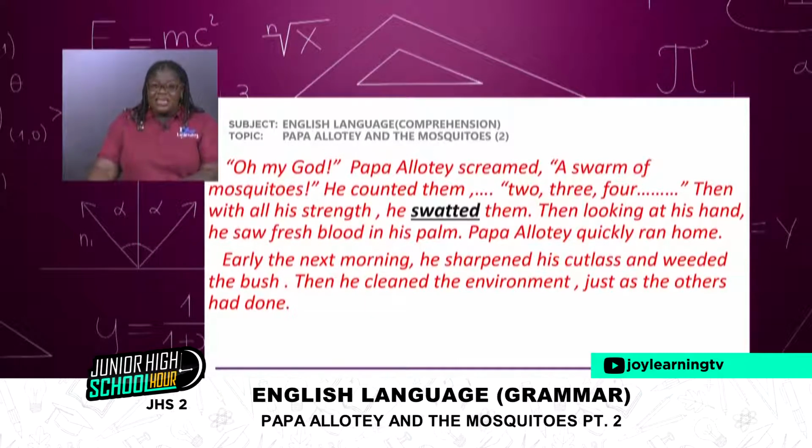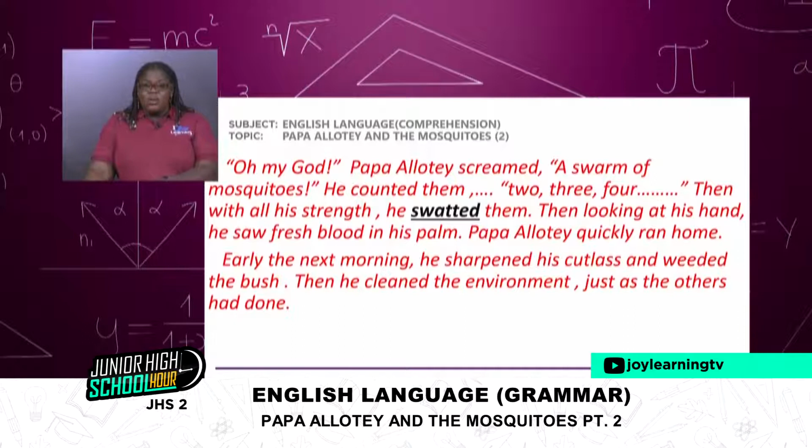I think that is another word you need to look for in the sentence. He swatted them. What's the meaning of swatted? Then looking at his hand, he saw fresh blood in his palm. Allotey quickly ran home. Now he got it.